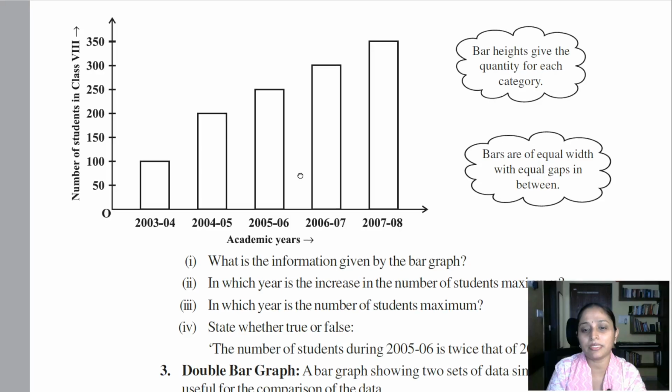Okay, for example, this is a bar graph. Here you have on the x-axis academic years, and on the y-axis you have the number of students in class 8, right? So as soon as you look at the graph, you can say that there is an increase in the number of students in class 8 from year to year. Every year it is increasing, okay? And the height of each bar gives you the exact number of students, right?